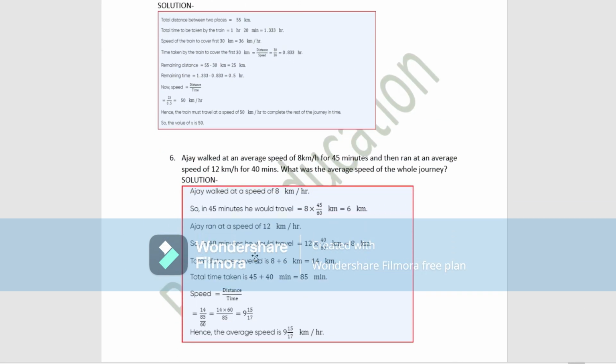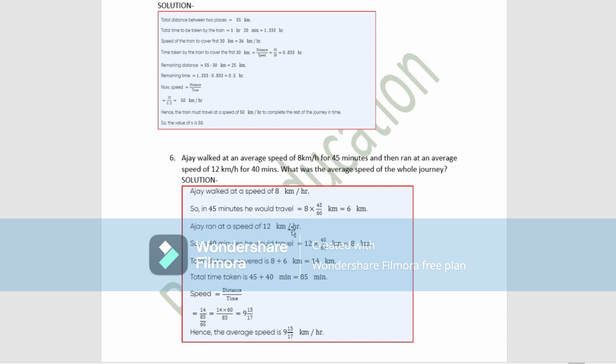Okay, next is what? Ajay walked at a speed of 8 km per hour for 45 minutes and then ran at an average speed of 12 km per hour for 40 minutes. What was the average speed of the whole journey? Now let's see. Ajay walked at a speed of what? 8 km per hour. Okay. So in 45 minutes, what will he travel? He will travel 8 into 45 by 60 km, that is equal to 6 km.